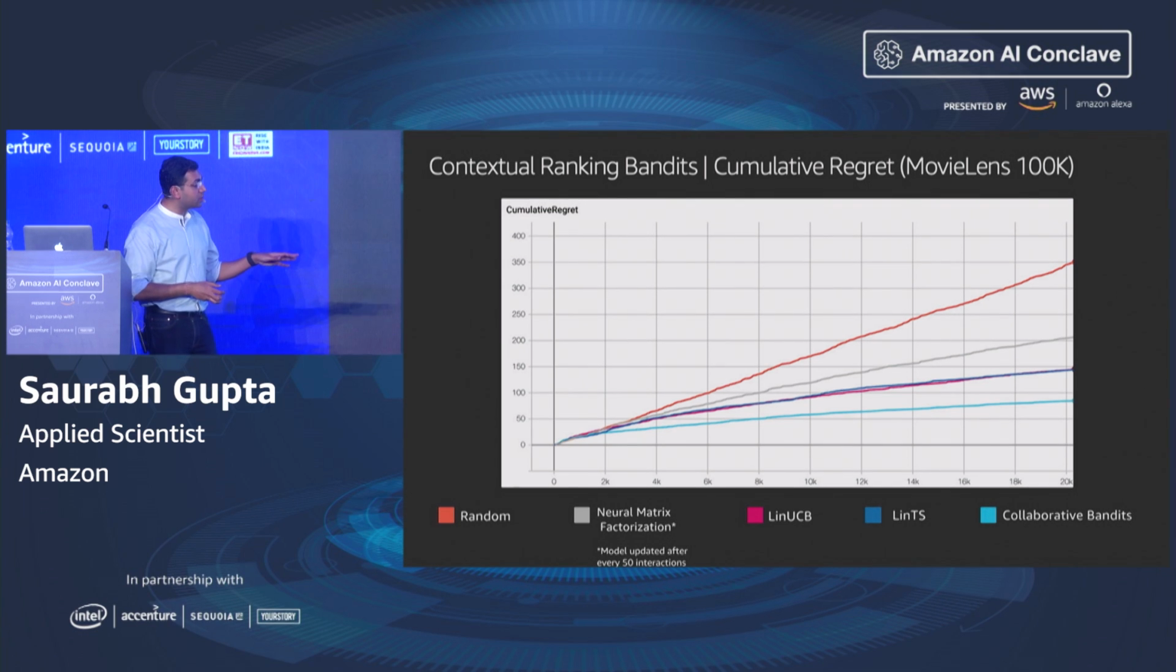Then we have Lin UCB and Lin TS, which are the contextual bandit algorithms I just explained. They make use of movie features like genres and everything. They almost perform the same. And the best one here is collaborative bandits.